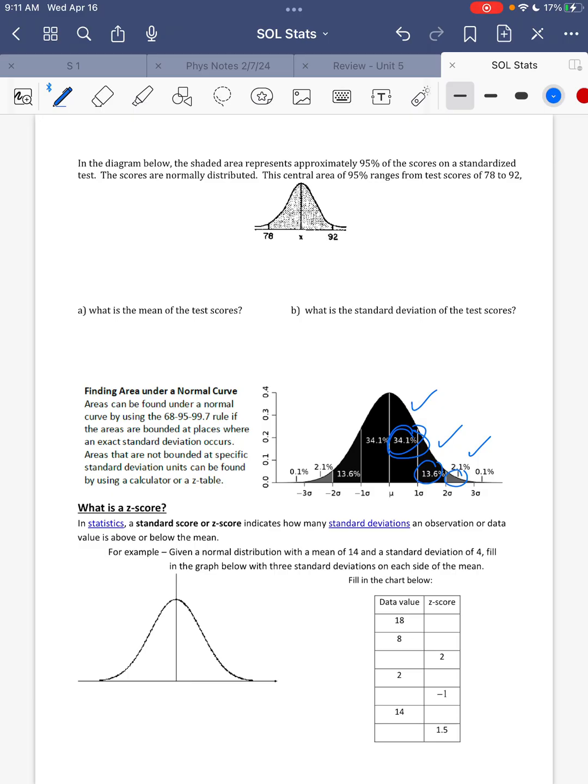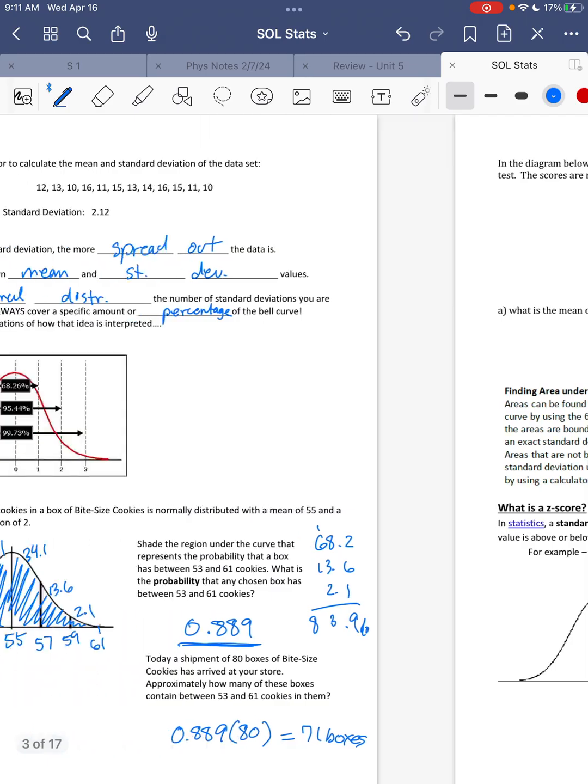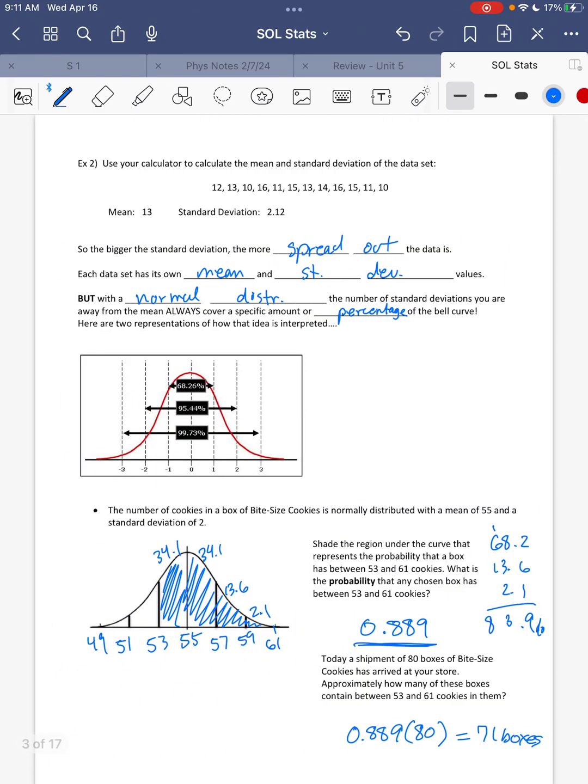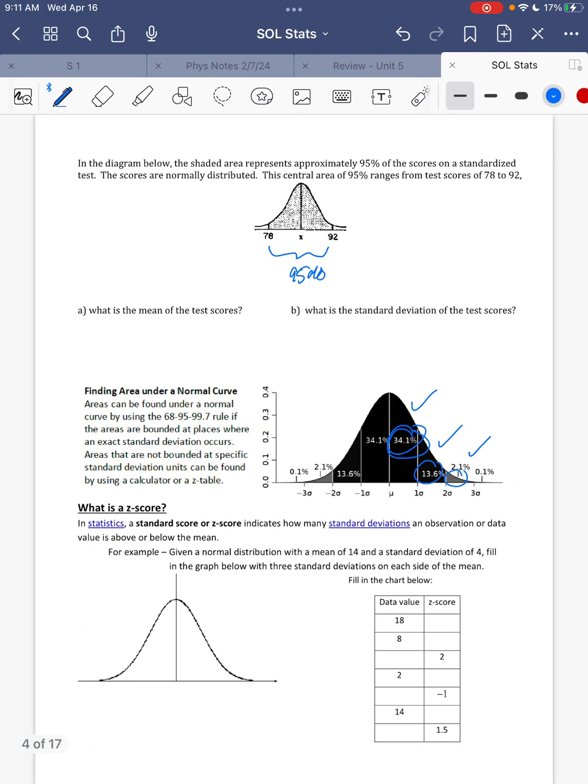In the diagram below, the shaded area represents approximately 95% of the scores on a standardized test. So what we're saying right here is that this is 95%. So remember, if you go back to your stuff here, 95%, so it's probably about 2 standard deviations on either side. Okay. Let's see, the scores are normally distributed. The central area is 95%, ranges from 78 to 92.